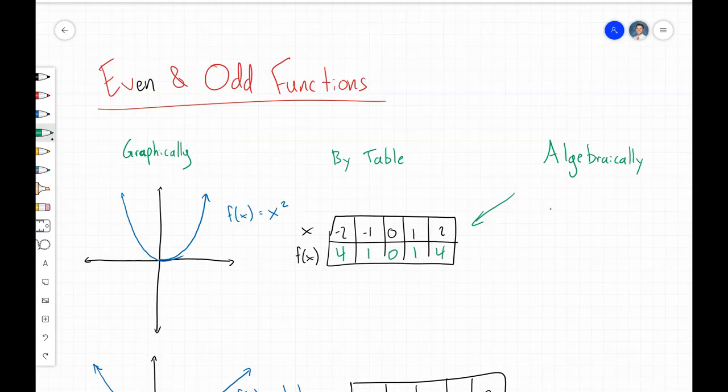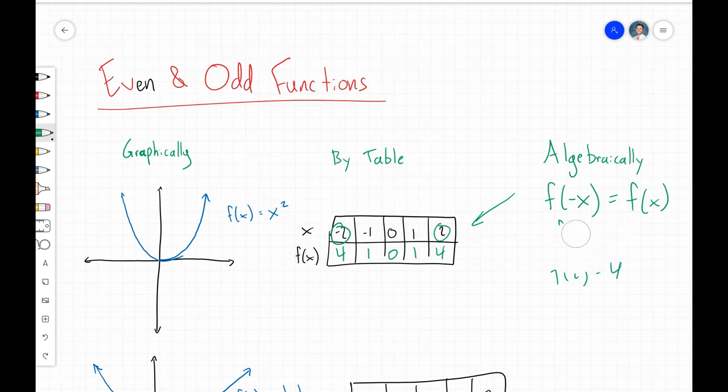So algebraically, we say that f of negative x is equal to f of x. That looks a little bit weird, but all we're saying is that if I take the negative version of an x value, I'm going to get the same output as the positive version of that same x value. So when we look at our table again, if I take f of 2, I get 4. Now if I take f of negative 2, a negative version of my x value, I also get 4. So f of 2 equals positive 4, and f of negative 2 also equals positive 4.